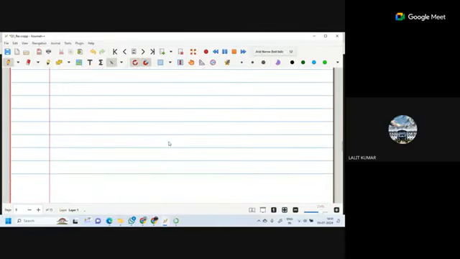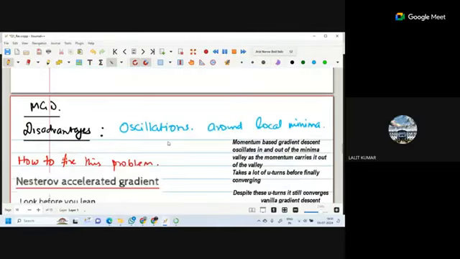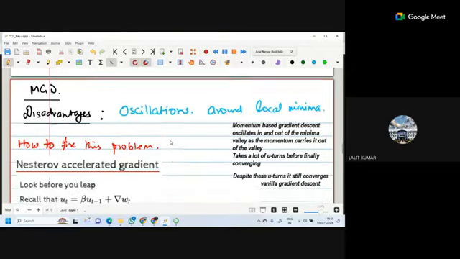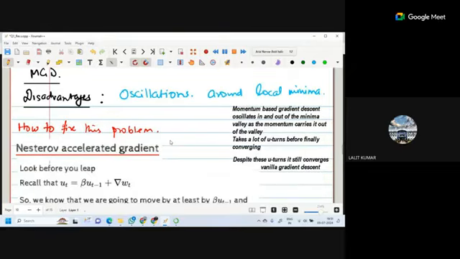And this u_t, in some literature online, is also known as the velocity or momentum vector. Now, the second concept came that these are the disadvantages. Oscillations around local minima are already covered. It takes a lot of U-turns. Despite these U-turns, it still converges faster than vanilla. Now, how to fix this problem?